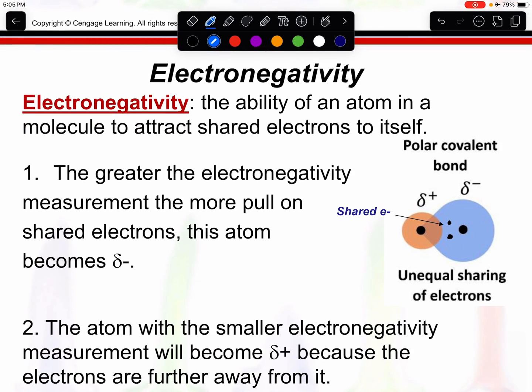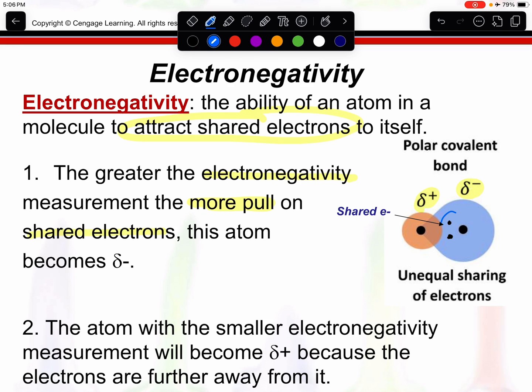Now, we can make educated guesses of how strong an atom is in pulling the electrons when they're being shared, but we actually have a chart that we can utilize to help us figure out the strength of the atoms in terms of sharing and the pull that they have. That is called electronegativity. Electronegativity is the ability of an atom to attract shared electrons. So this is some sort of covalent bond. The greater the electronegativity, the more pull on the shared electrons. And therefore, when you have more pull, they're being shared unequally, and the one that's pulling harder gets the partial negative. The one that is giving it up a little bit is a partial positive.